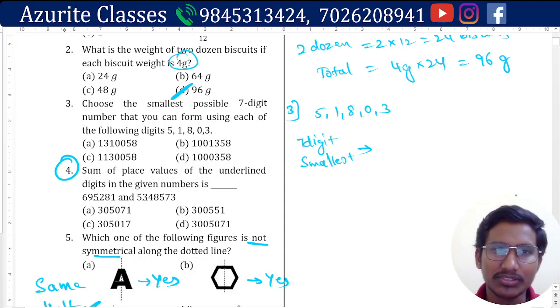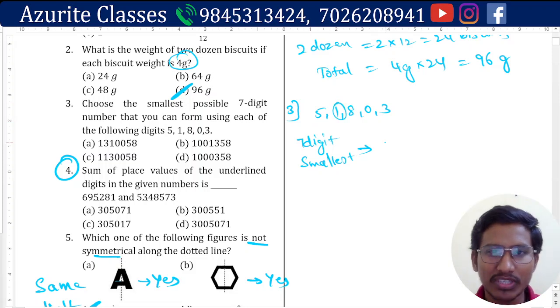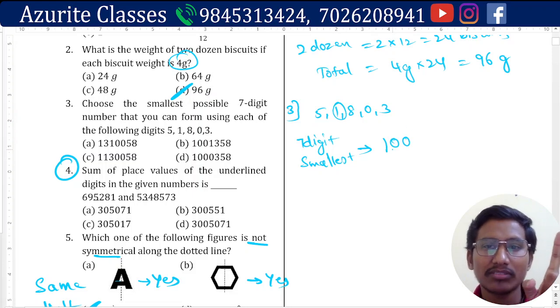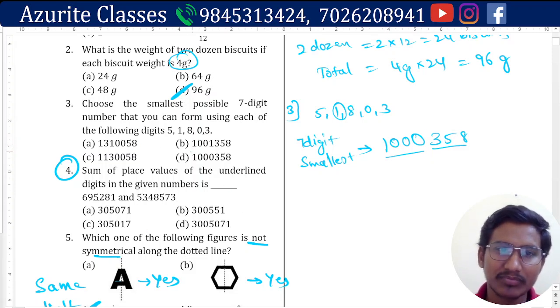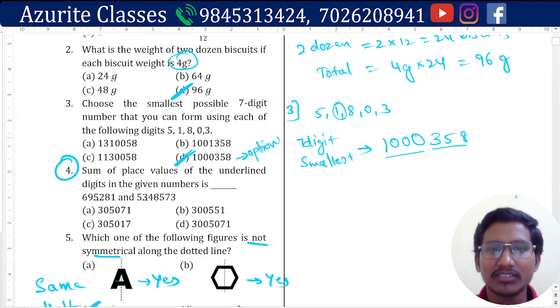So we will write first. The first digit smallest is 1, because we cannot start with 0. After that 0 two times, and that becomes 3 digits. So one more time 0 we have to write, so that becomes 4 digits. Then after that 3, 5, 8. So 3 and 4 digits, that is 7 digits, right? So 1,000,358 is option D here, or you can go with options. Option wise, this is the smallest, so option D is the answer.